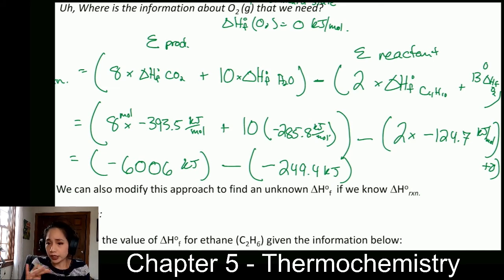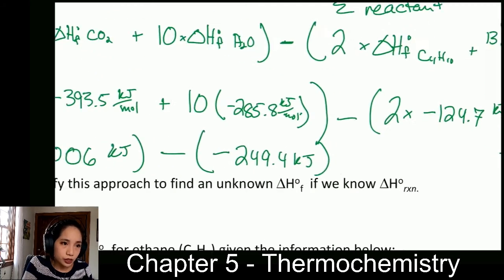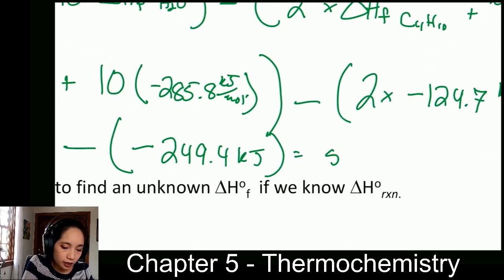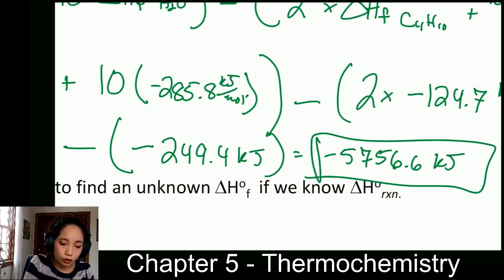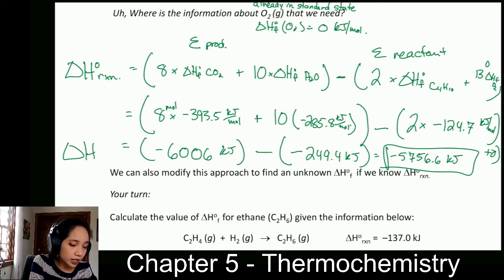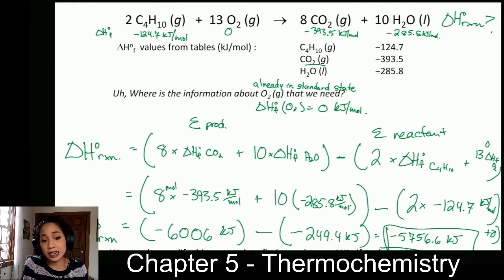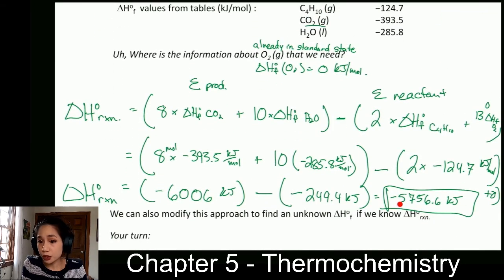And so now if we finish the operation, so negative 6,006 minus negative 249.4 equals, let's see, negative 5,756.6 kilojoules. So that is the delta H standard state of this particular reaction. This reaction in standard conditions will produce almost 6,000 kilojoules worth of energy as written. The negative sign says that it's exothermic, so energy is given off.